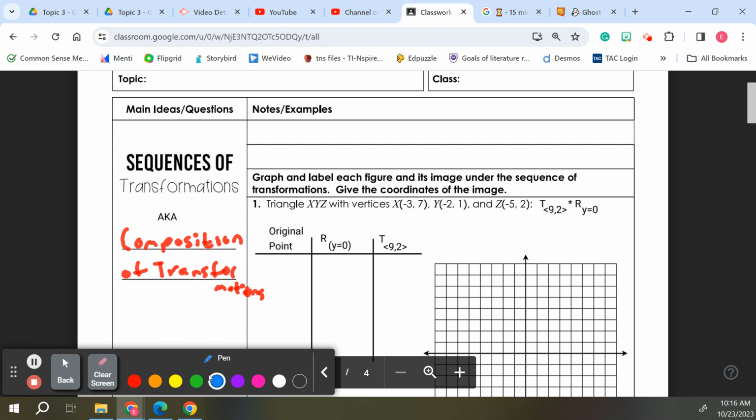All right, so here's what you need to know about with this. The function notation is read from right to left. That is very important, okay? Because that determines which one you complete first.